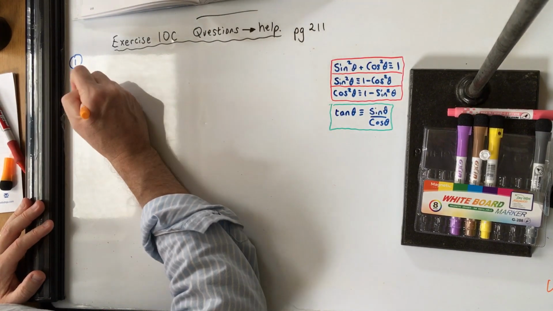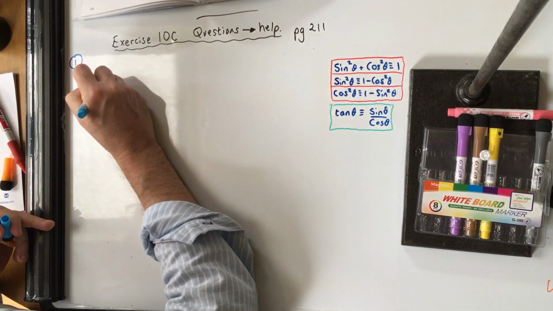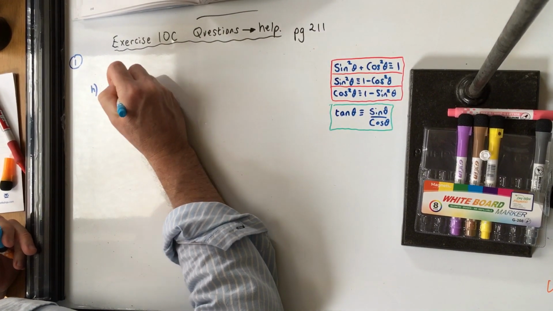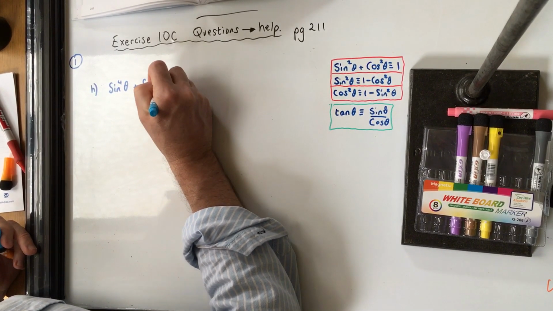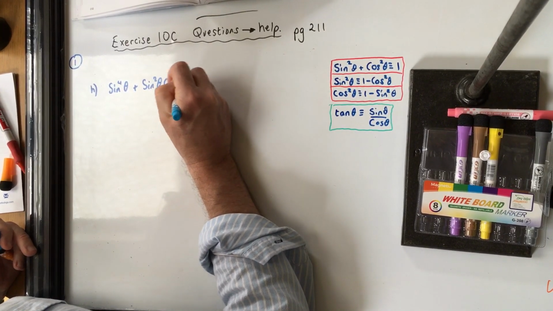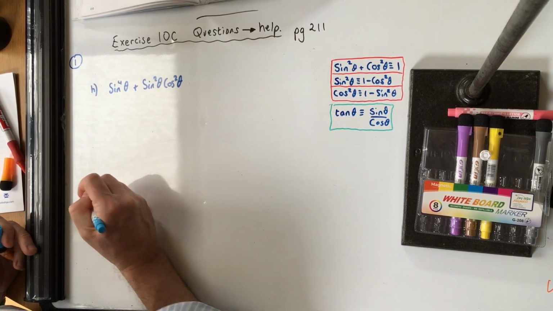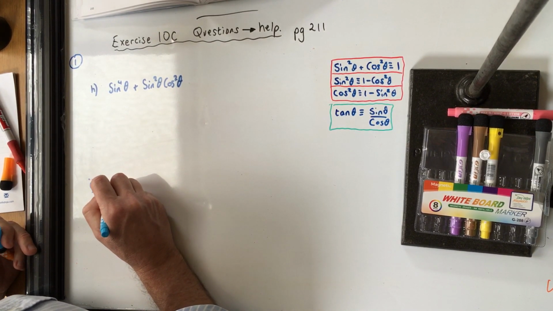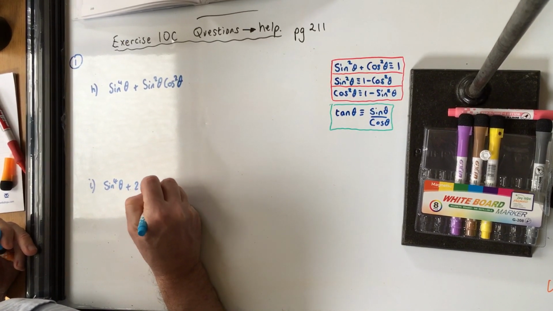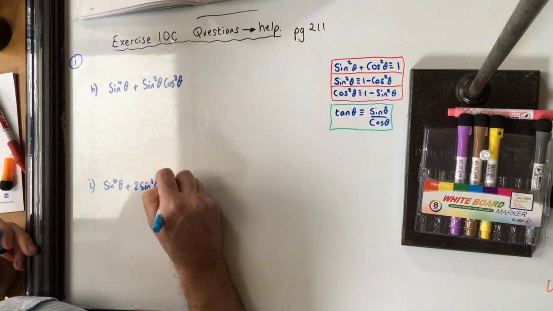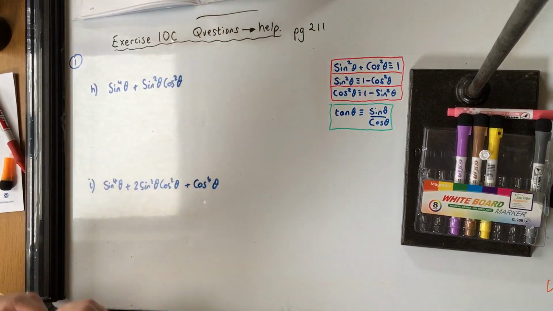Okay, so we've got H, or do it in blue, keep the same colour. H, now we've got sine 4 theta plus sine squared theta cos squared theta. We've got that one, and we've got the last one on this, which is I, which is sine 4 theta plus 2 sine squared theta cos squared theta plus cos to the power of 4 theta. I can see the shape of that one already.